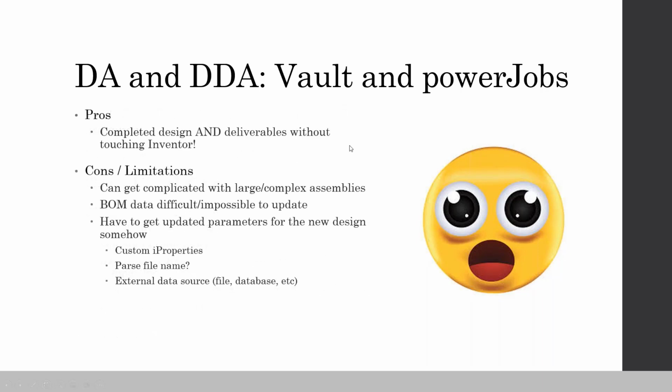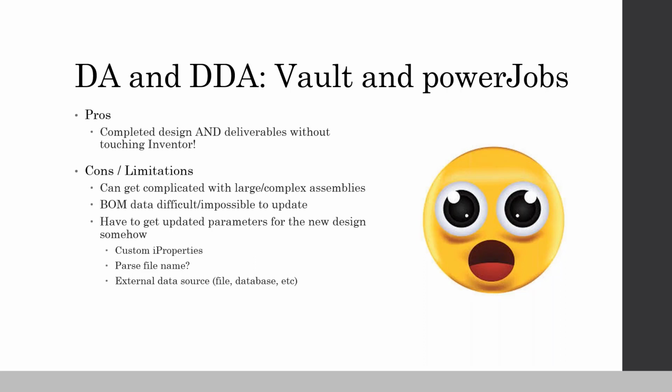Now there are some pros and cons to that. The pro is a gigantic one. I copy design, I change some values in Vault, I tell it to build, and it's done. I never have to even touch Inventor. Now there are some cons and some limitations, I would say. Doing this with large complex assemblies is probably not the best because you've got so many files that are changing. BOM data might be hard to update in this method.